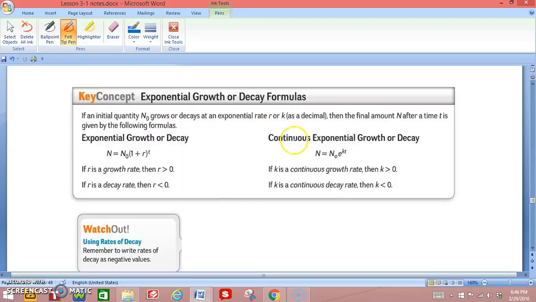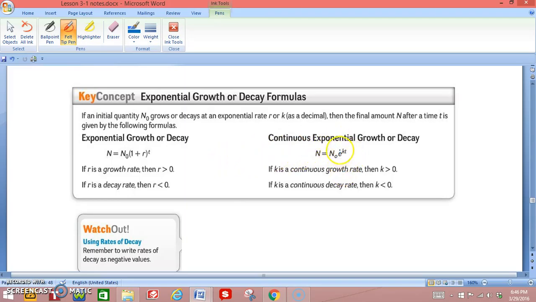Okay. Then our continuous exponential growth or decay. The N, again, is the final amount. N sub 0 is the initial amount. And then, of course, we have our E. And then K is the rate in this problem. It's the same as the R over here. And then T being your time.